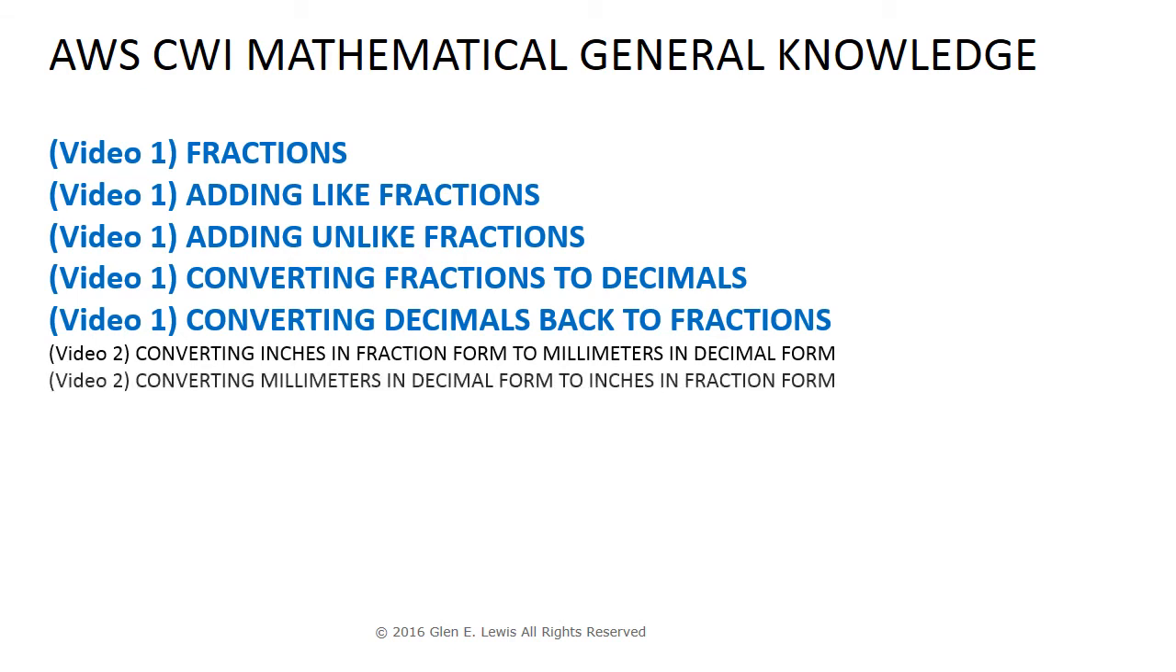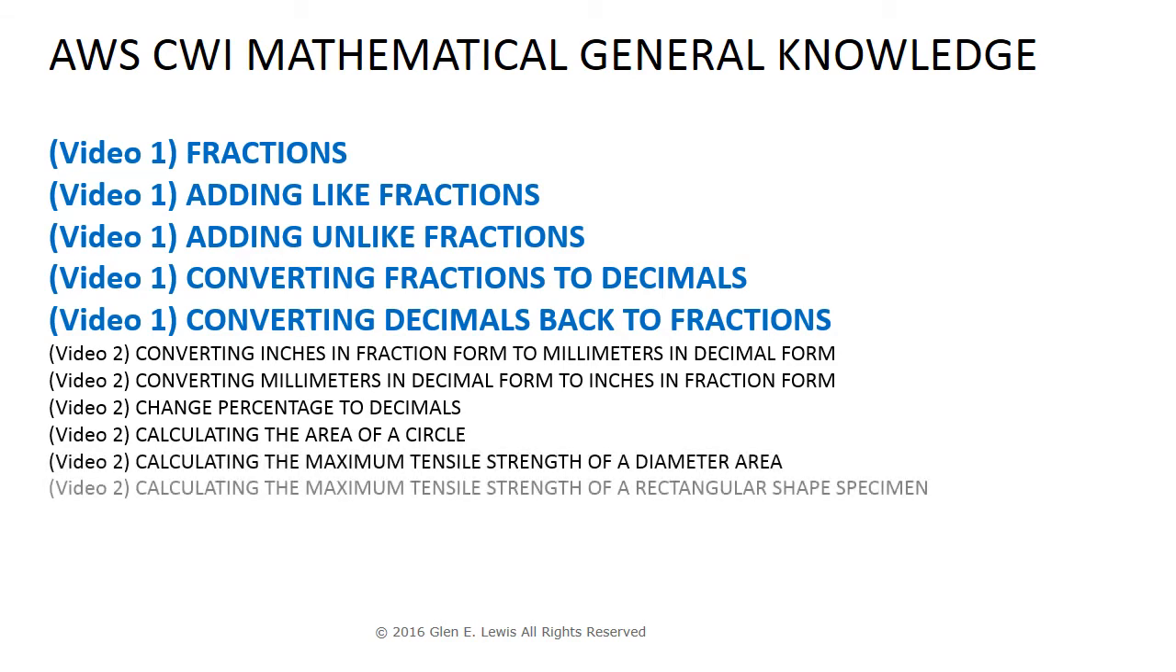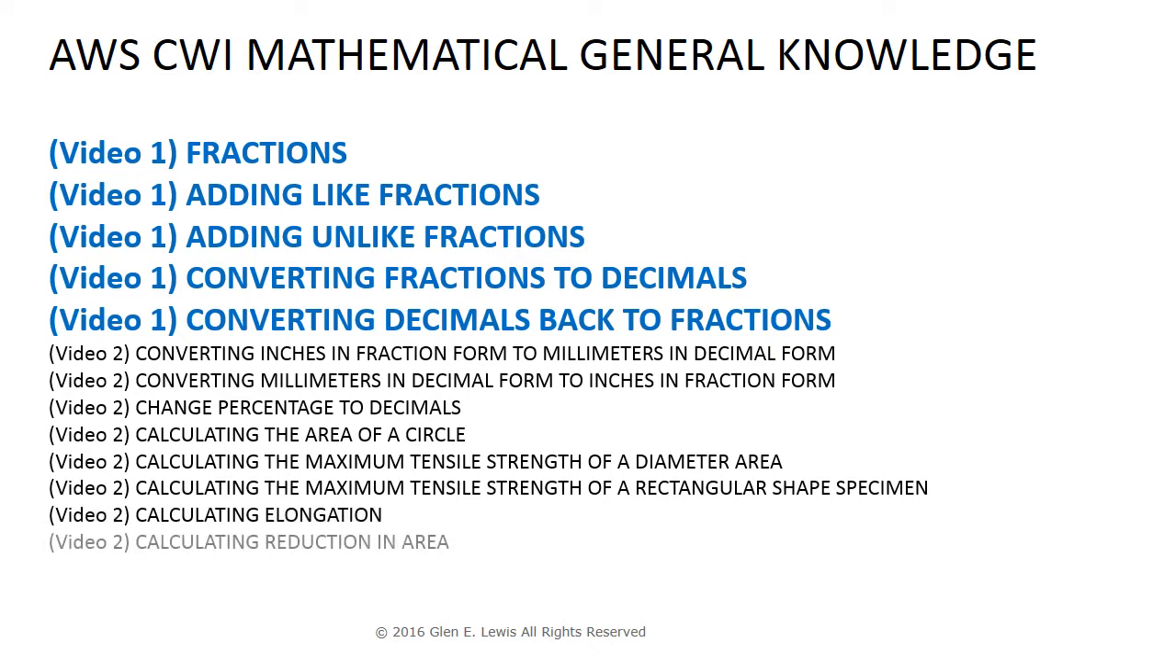change percentage to decimals, calculating the area of a circle, calculating the maximum tensile strength of a diameter area, calculating the maximum tensile strength of a rectangular shaped specimen, calculating elongation, calculating reduction in area, calculating joules per inch or joules per millimeter, and also calculating carbon equivalence.